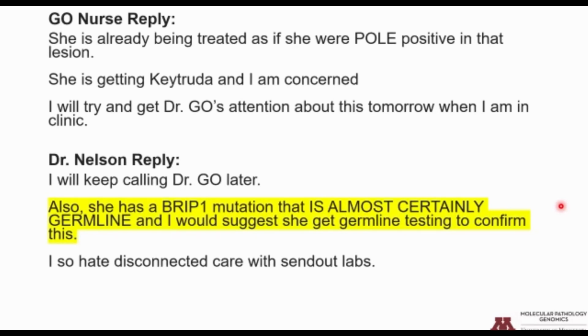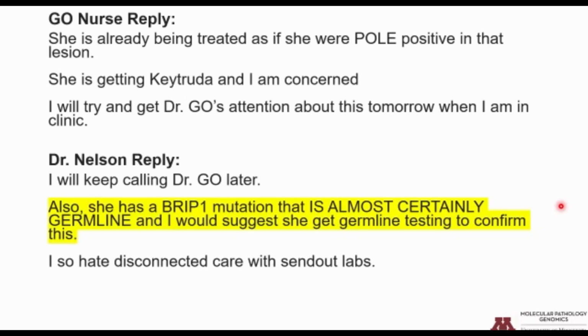And so I started trying to page and call that doctor, and I also let the nurse know, by the way, they almost certainly have a germline BRIP1 mutation. Again, not knowing anything about the family history, the patient's family context, whether they have offspring, sisters, brothers, whatever. We said we need to get them hooked up with germline genetic counseling as well.